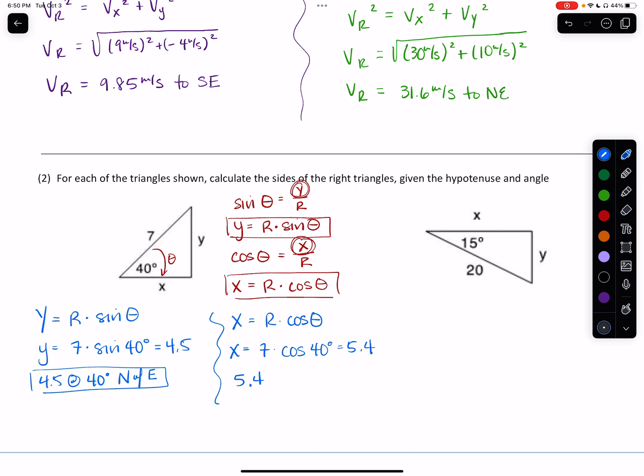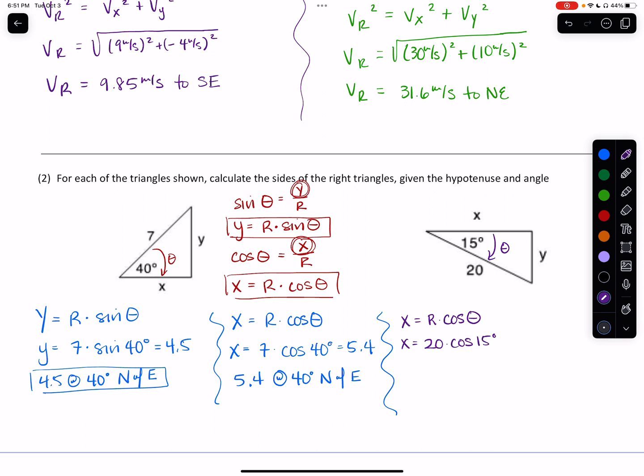For our full directional piece, I have 4.5 for my magnitude. And again, it's going to be at 40 degrees. And I've decided to make east my reference point, so north of east. All right, so let's move on to our second triangle here. This time I've got theta here. Again, x and y pieces, and I'm going to be looking at a magnitude of 20 for that resultant. So if I have an x component, that's going to be that resultant times the cosine of my angle. So in this case, 20 times the cosine of 15.